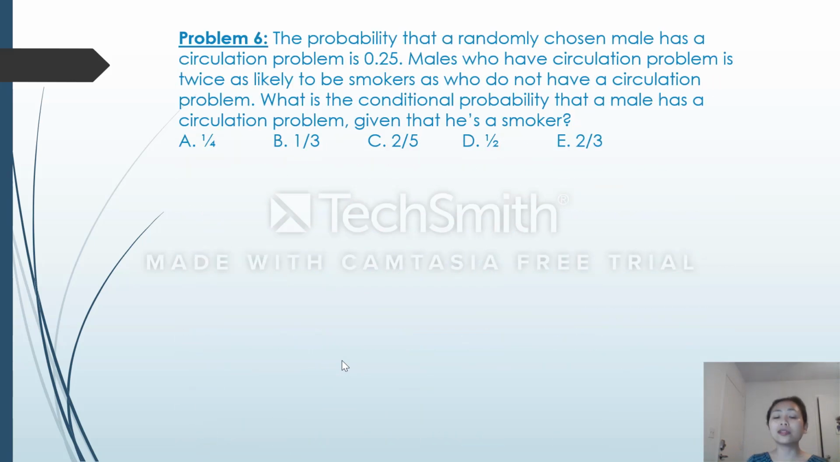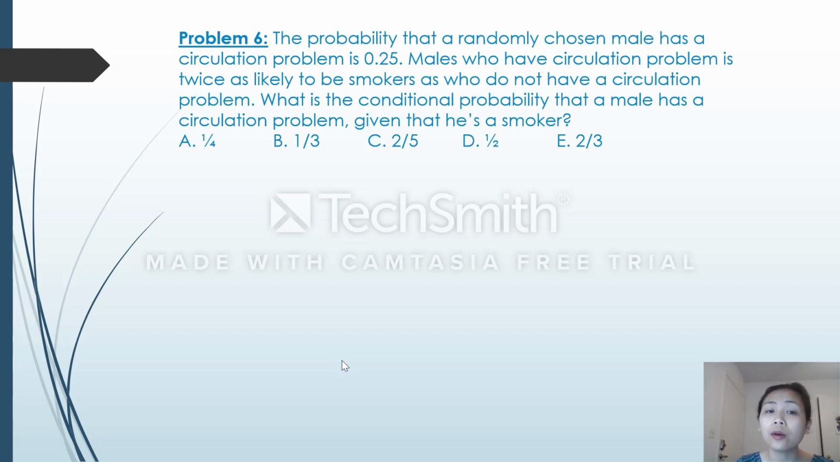Next, problem number 6. The probability that a randomly chosen male has a circulation problem is 0.25. Males who have a circulation problem are twice as likely to be smokers as those who do not have a circulation problem. What is the conditional probability that a male has a circulation problem given that he's a smoker? So here you see that the first sentence gives you the probability that a person has a circulation problem. Then the second piece of information is kind of like given-event information.